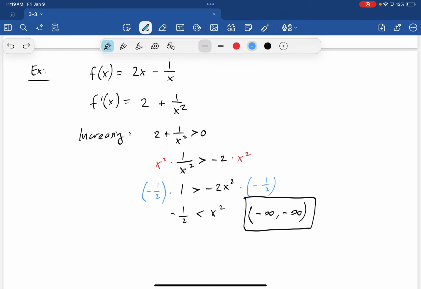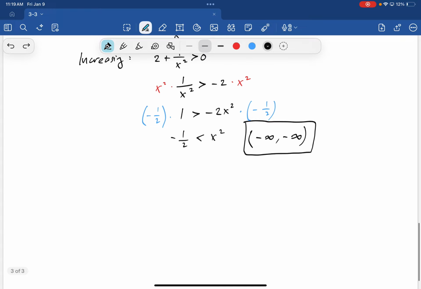So you multiplied the x squared. You didn't flip the sign, but then you put the sign on negative 1. That's because x squared is always a positive number. And when I multiply by a positive number, I don't flip the sign.